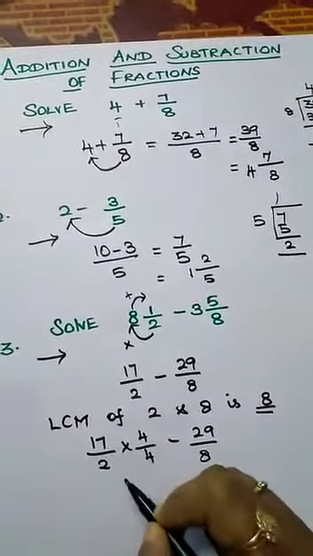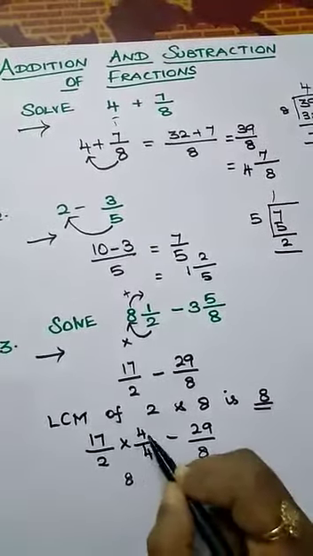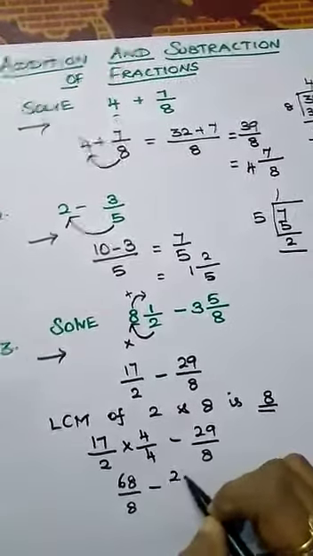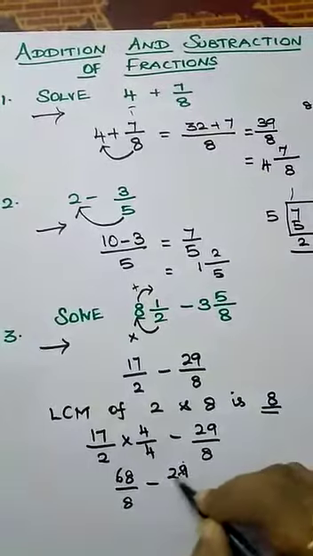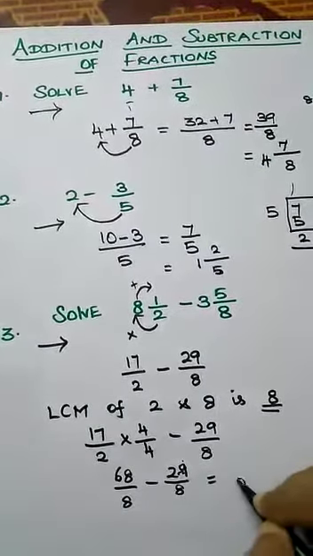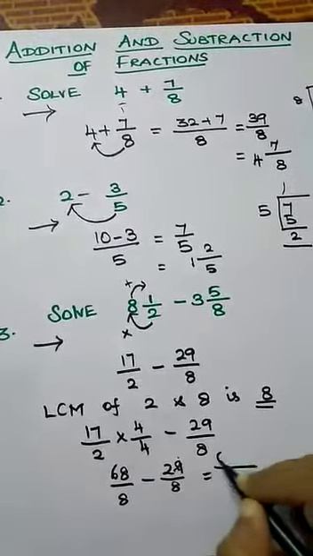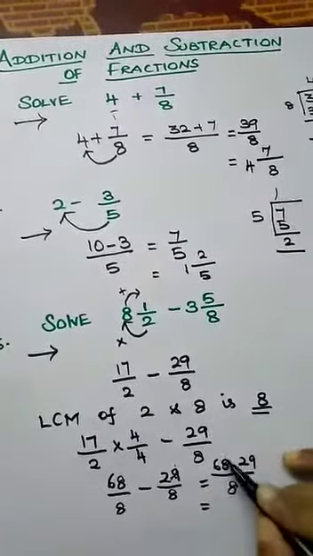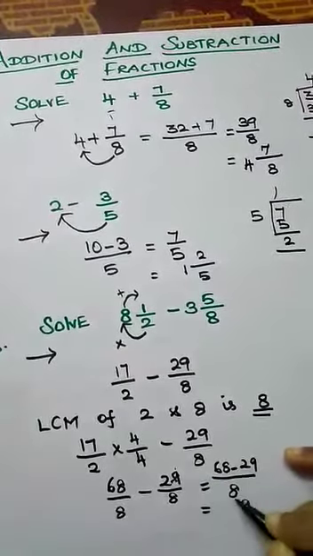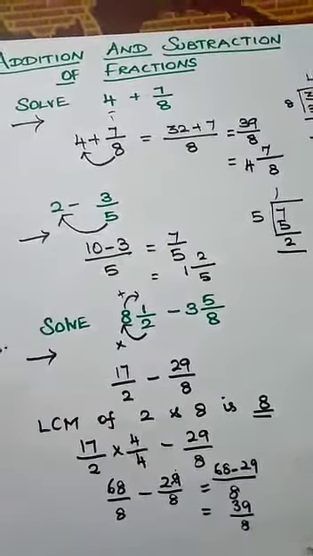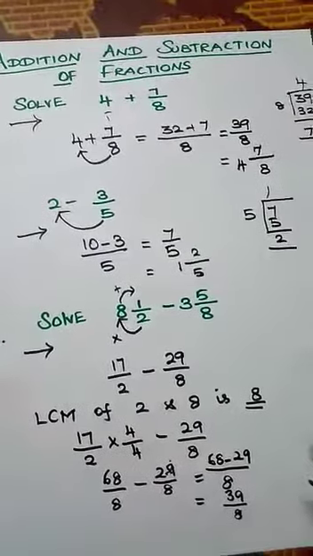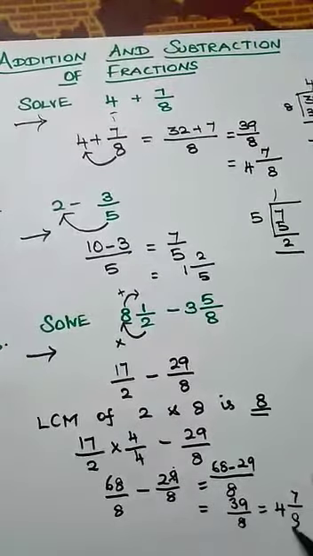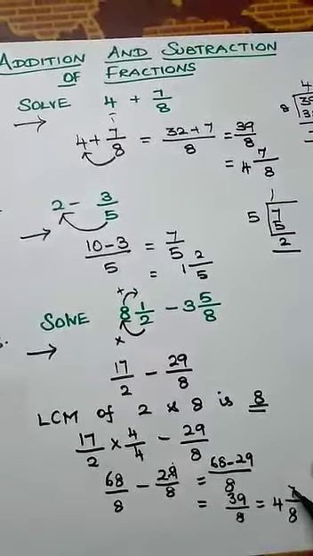What is 17 into 4? 4 7s are 28, balance 2. 4 1s are 4 plus 2, 6. So 68 by 8 minus 29 by 8. Now, the common denominator is 8. So, we have to subtract the numerator values, 68 minus 29. What is the answer? 18 minus 9, 9. 5 minus 2, 3. 39 by 8. So, the answer is 39 by 8. Again, we have to convert into a mixed fraction. So, we write 4 into 7 by 8. 8 4s are 32. 32 plus 7, 39 by 8.